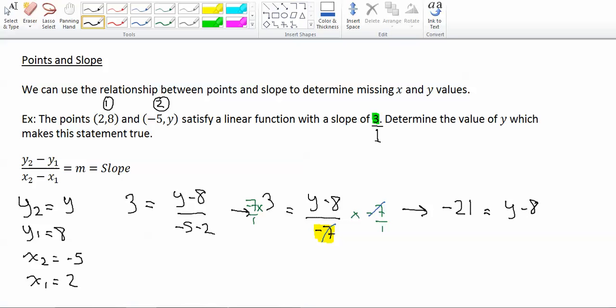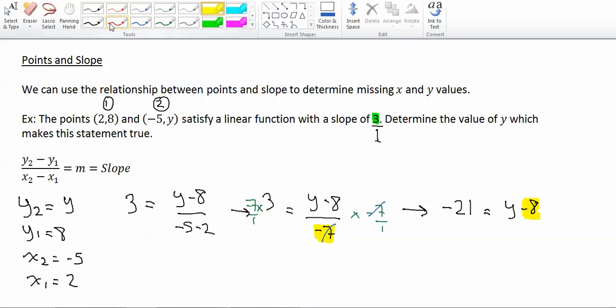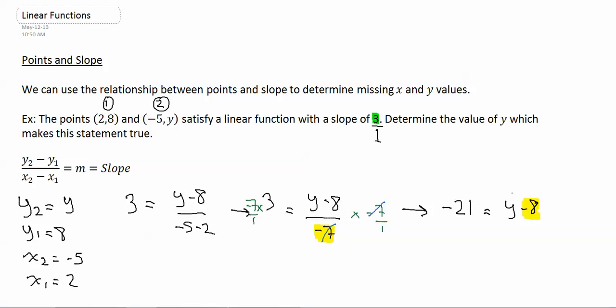So now the next thing I want to get rid of is my constant term. I have to get rid of negative 8, and the only way to do that is to add 8 to both sides.